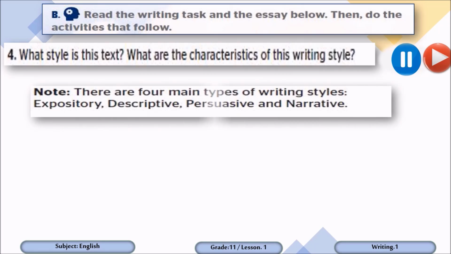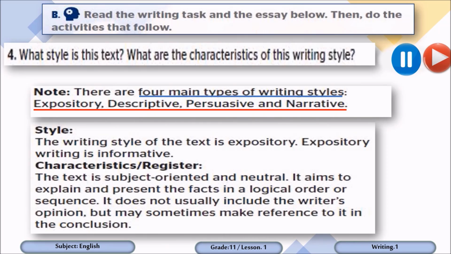Okay, dear students, first of all, let's remember that there are 4 main types of writing styles: expository, descriptive, persuasive, and narrative. The writing style of this text is expository. It means that the text is informative and there are reasons and results.